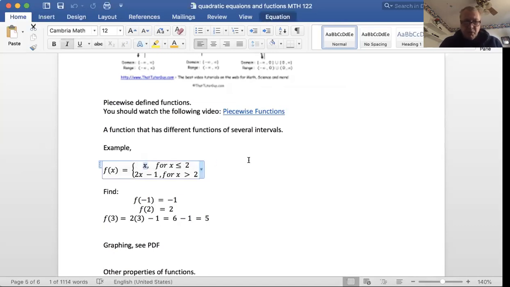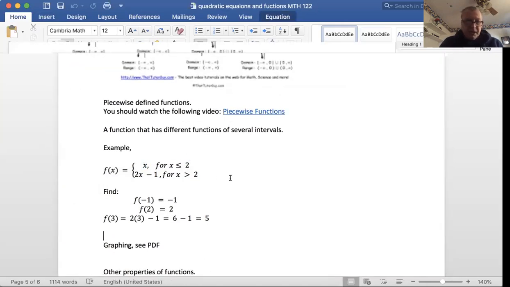So f of -1, plug -1 in for x, and we get -1. F of 2, since x is less than or equal to 2, at 2 it's equal to, so we still use x. At 3, if we wanted to evaluate f of 3, we evaluate it by plugging 3 in for x and get 2 times 3 minus 1, or 5. Why? Well, because x is greater than 2.